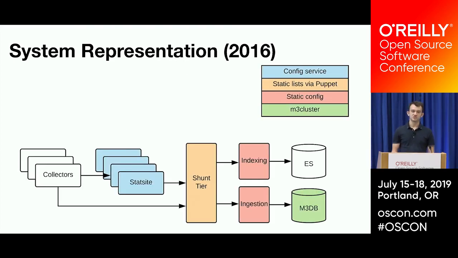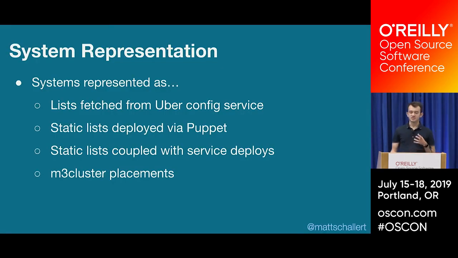Then the M3DB ingesters would discover the M3DB clusters using M3 cluster, which we talked a little bit about, and we can ignore Elasticsearch for these purposes. But in summary, we had these systems represented and discovered in all these different ways: using Uber's internal runtime configuration service that was built for a completely different use case, some as statically configured lists that were deployed with Puppet, some as statically configured lists that were coupled with service deploys and would require rebuilding and redeploying a service to change, and then these M3DB placements that we've seen a little bit of so far.